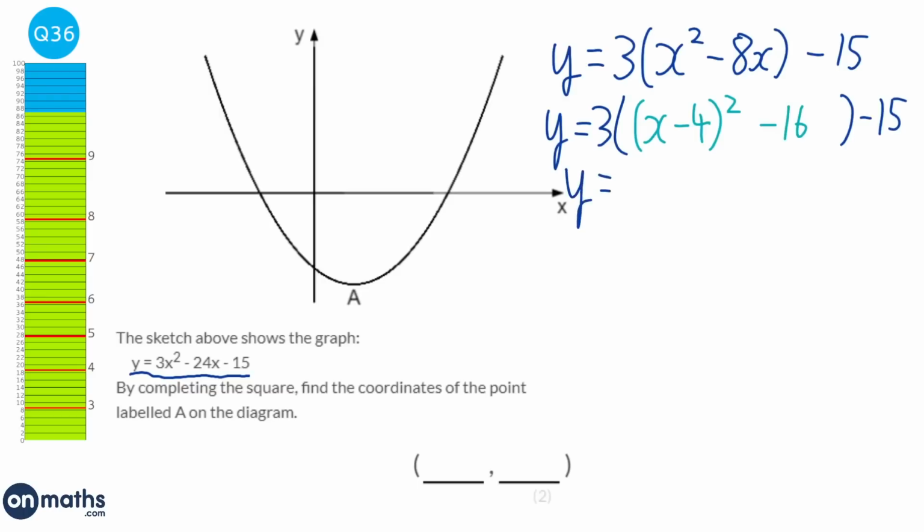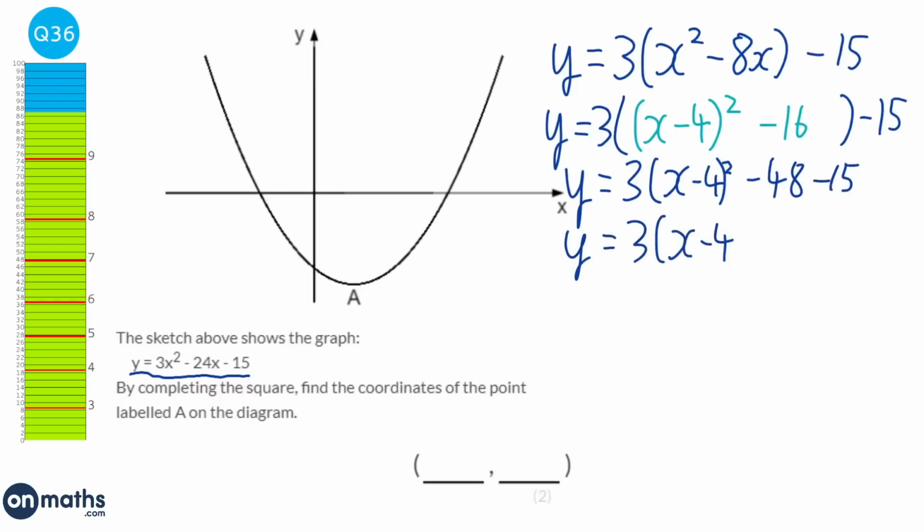Next we're going to expand the bracket with the 3 in, so we're going to have 3 brackets x minus 4 squared, or close bracket squared, minus 48, minus 15, and then we're just going to tidy that up by adding the numbers together, so that would be minus 63.